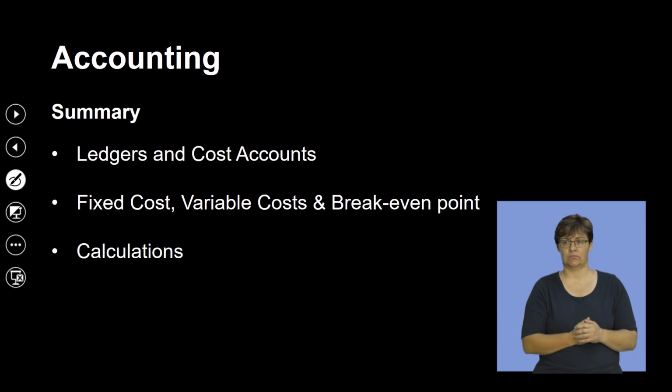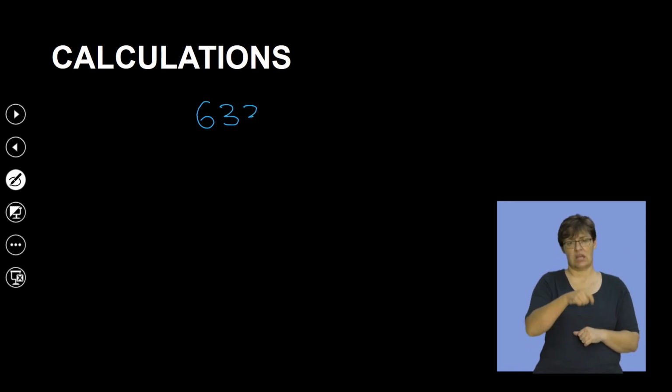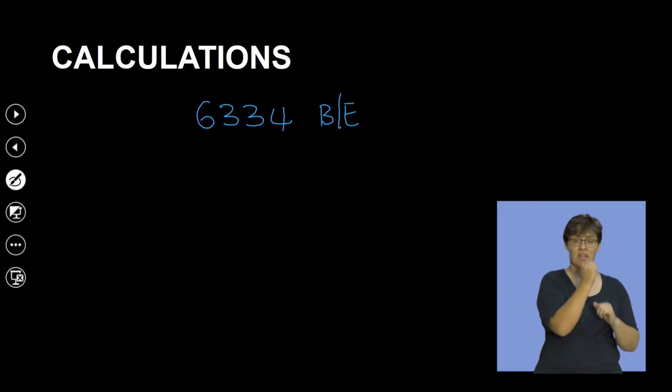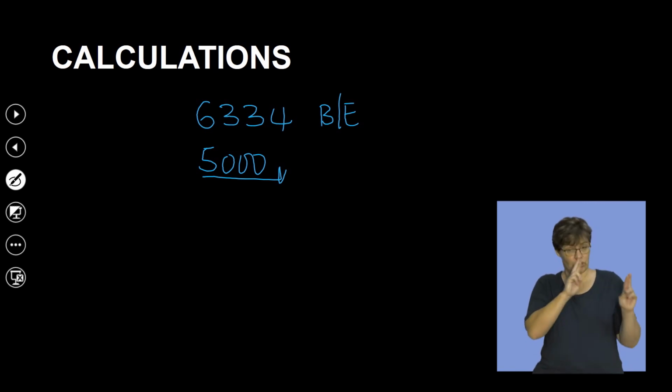we'll come back to our summary just now. Let's just do this here. If you are told 6,334 units was my break-even point, right? This factory manufactured 5,000 units. What are you going to say? You are expected to respond to this now.